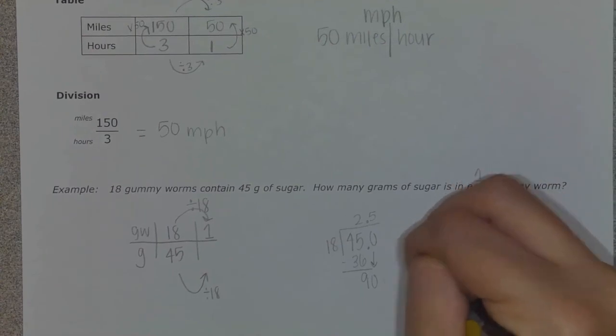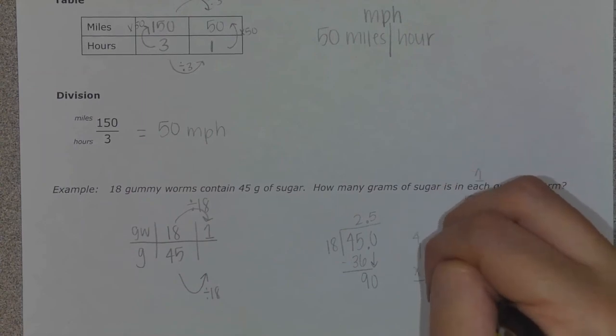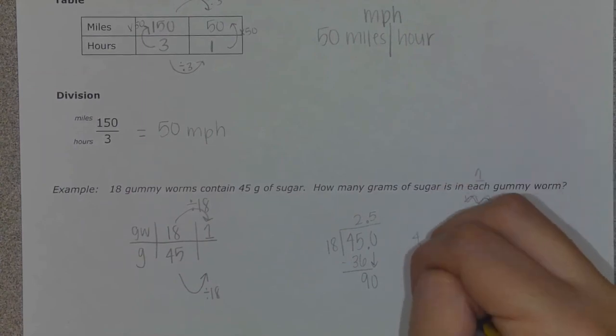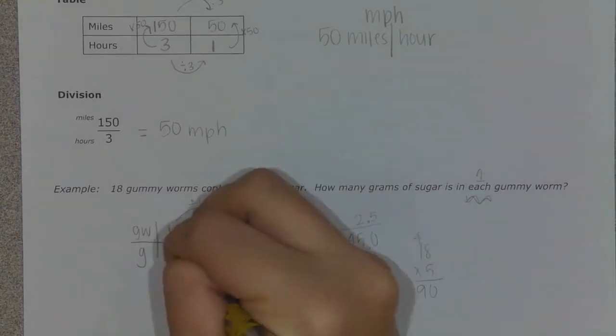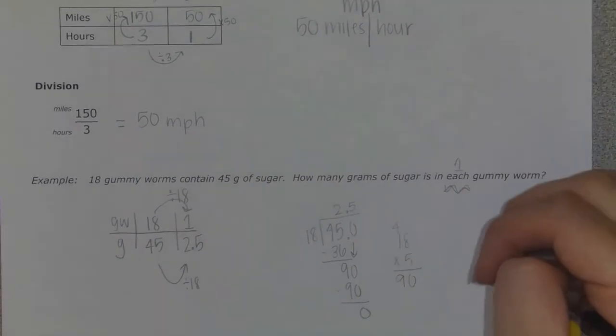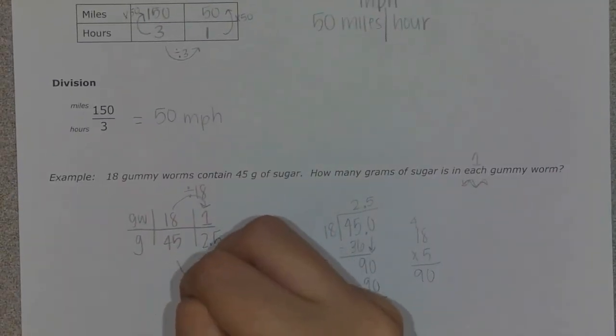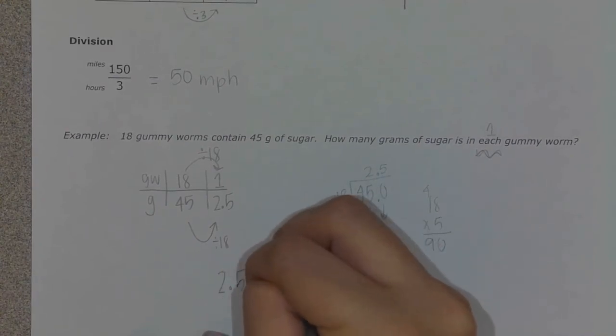And just to show, 18 times 5, 8 times 5 is 40, carry the 4. 5 times 1 is 5, plus 4 more is 9. So I get exactly 90. So each gummy worm contains 2.5 grams of sugar. Goodness gracious. So I can write my final answer as 2.5 grams per gummy worm.